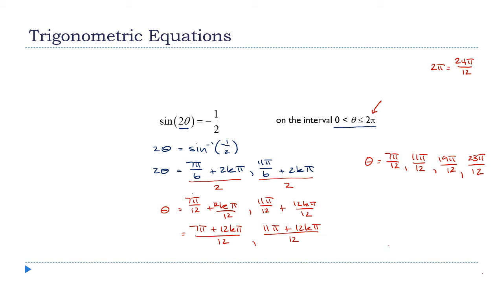You can go again. Well, let's think it through. If I let k be 2, then this one becomes 7 pi plus 24 pi. That's 31 pi, which is too big. So that's where I'm going to stop. These 4 angles are my answer.